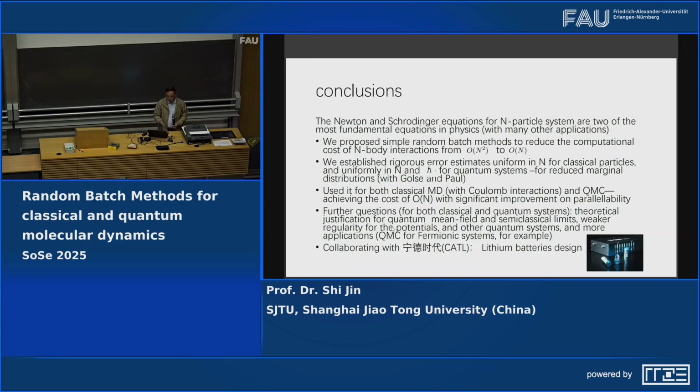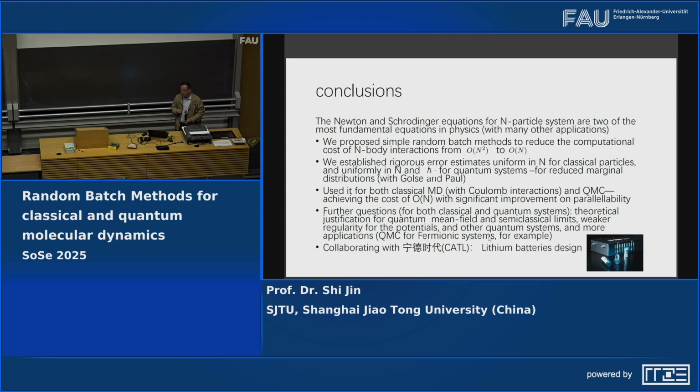Of course, there is a lot of theory and practice to pursue along the way. For example, can you prove an estimate with less regularity? Here we assume nicer regularity to get a theorem, but you have Coulomb, for example. And also for application, for quantum Monte Carlo, we can only do bosonic systems. We don't know how to do fermionic systems, because for a fermionic system, the density function is not symmetric. If you switch two particles, you get a minus sign. So you have to use a Slater determinant, and we don't know how to do random batch for this kind of setting.